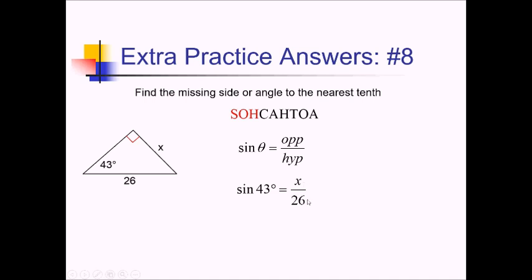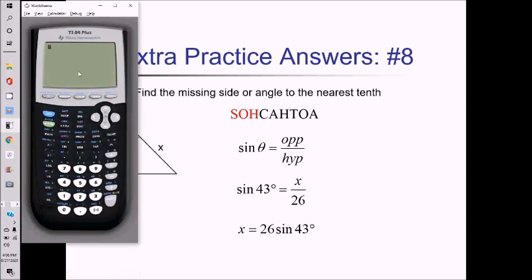To get x, I'm going to multiply both sides by 26. So that's 26 times the sine of 43. And let me use my calculator to get the rest of this. So here we go, 26 times the sine of 43. Press enter, and that comes out to about 17.7.